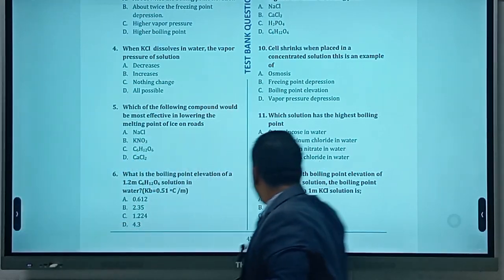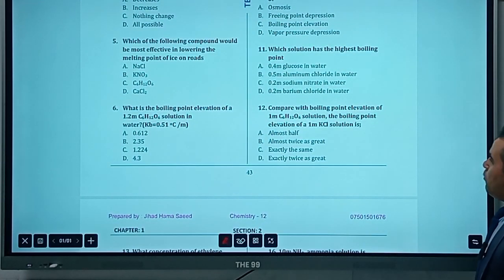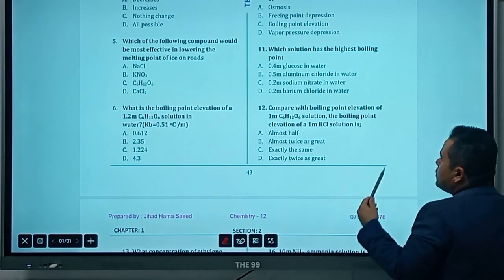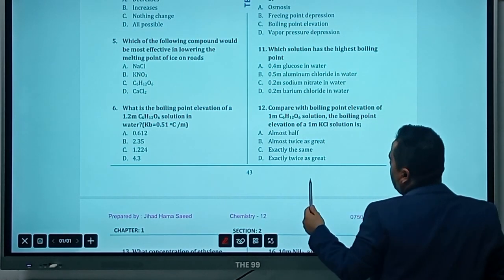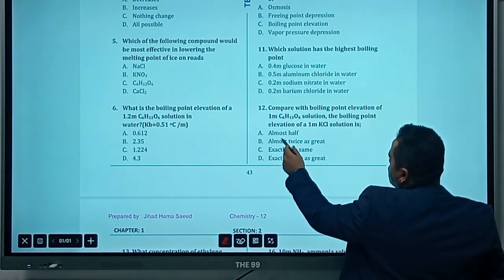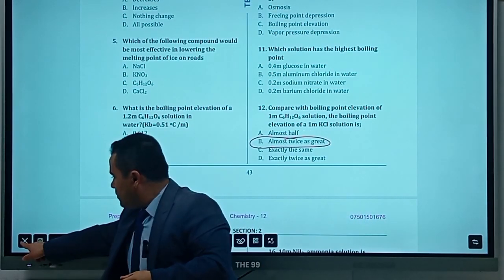Compare it with the boiling point elevation of a 1 molar sugar solution. The boiling point of KCl solution is what? It is almost twice as great as the sugar solution, guys.